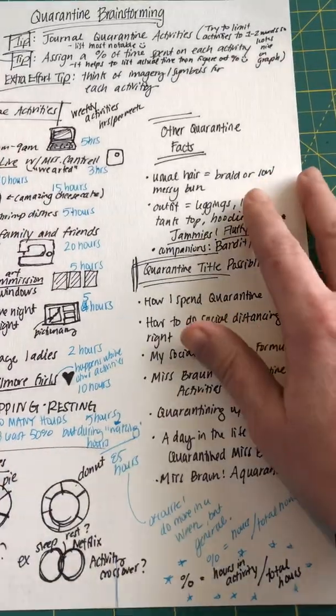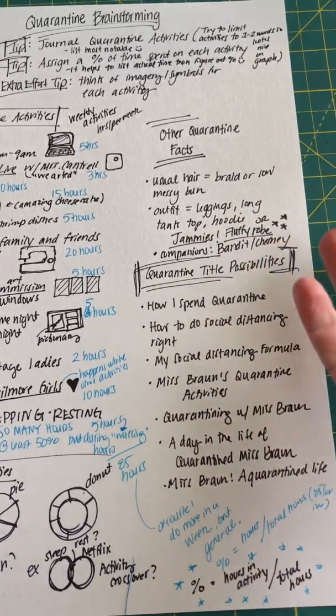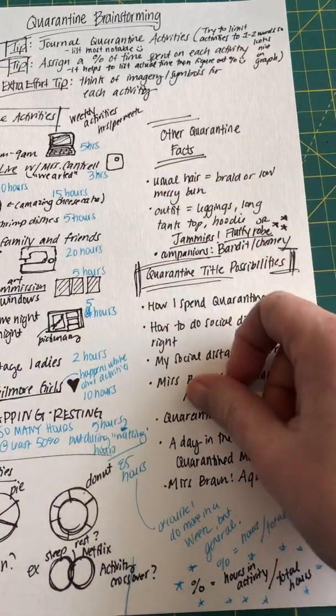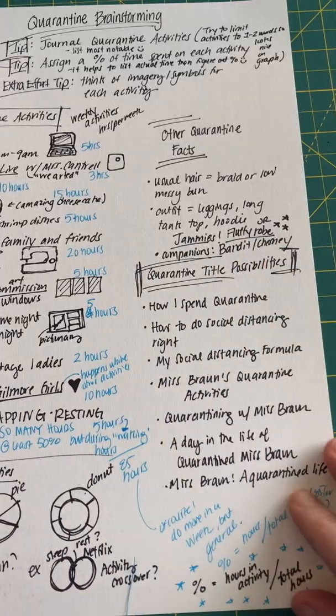Here's some other things you want to think about. Since part of this project is going to be to do a self-portrait, you need to think, how do you look most of the time? So for me, I put what my hair usually looks like, what my outfit usually looks like. I always have my dogs Bandit and Chesney around.